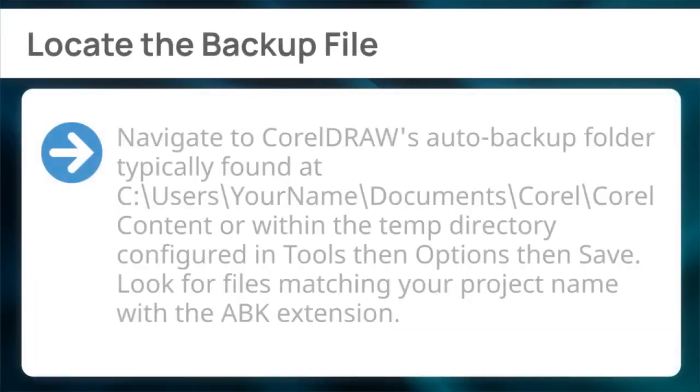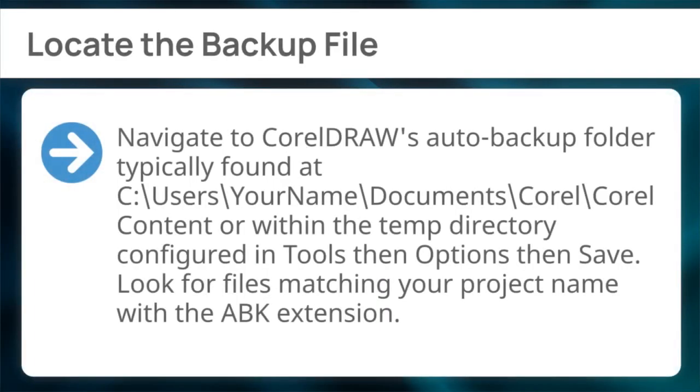First, locate the backup file. Navigate to CorelDRAW's Auto Backup folder, typically found at C:\Users\Your Name\Documents\Corel\Corel Content, or within the temp directory configured in Tools, then Options, then Save. Look for files matching your project name with the ABK extension.